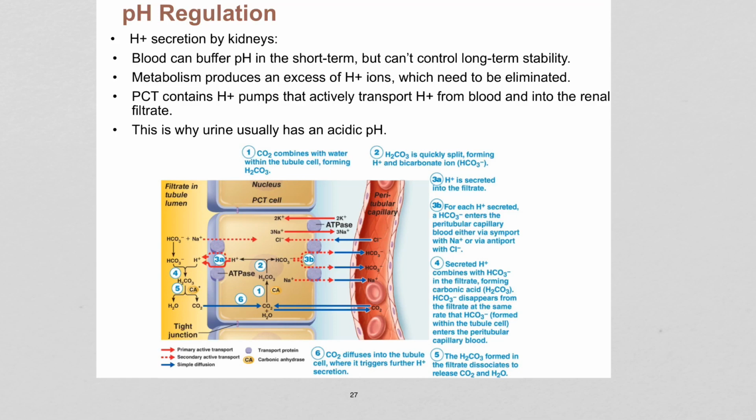The kidney is slower, but it's a long-term solution that's permanent because it can physically remove the proton from your blood and actually get rid of it, right? Flush it out in the urine, and it's completely gone. It's not a buffer. It's a removal system.